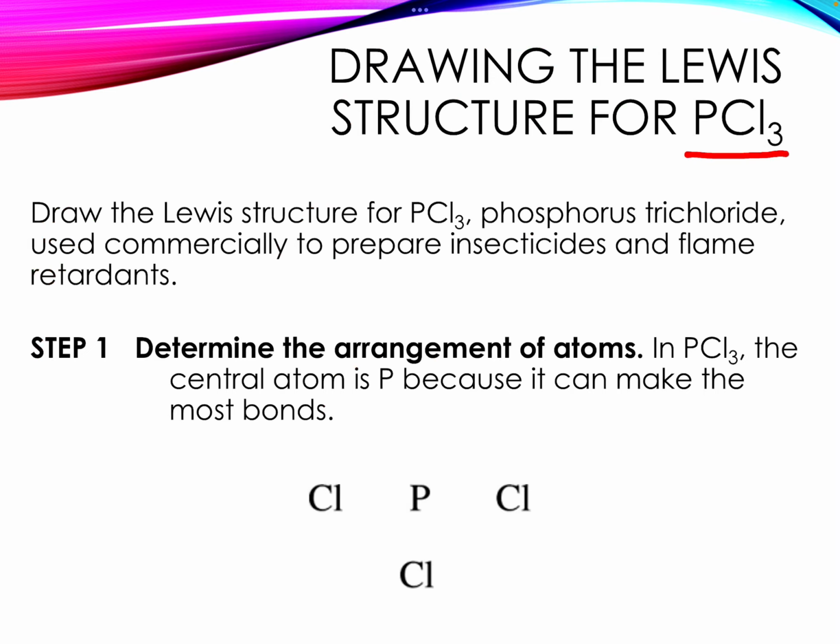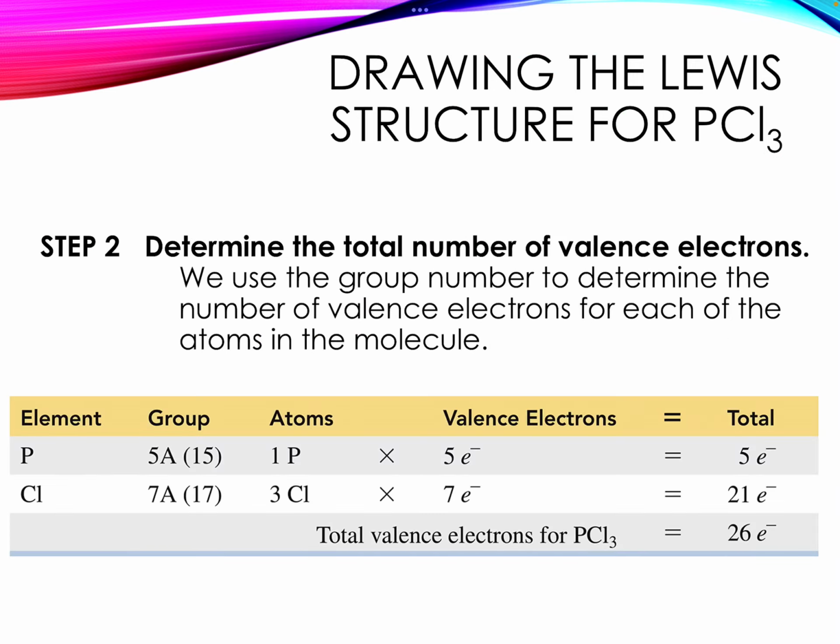It doesn't really matter where you put these chlorines, just kind of evenly space them around your atom. Our next step is to figure out the total number of valence electrons in your molecule. So what we do for this is we go figure out how many valence electrons each atom has. Okay, so phosphorus, because it's in group 5A, it has 5 valence electrons. So we have 1 phosphorus times 5 valence electrons. That's giving us 5 electrons from phosphorus.